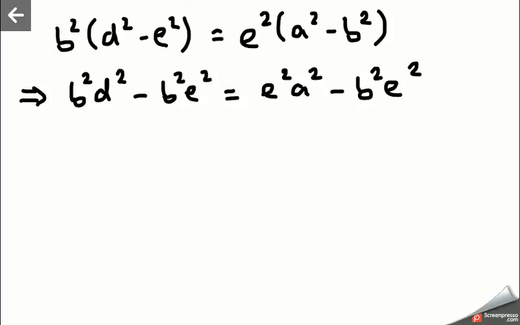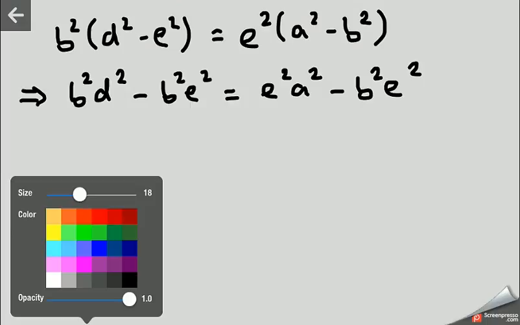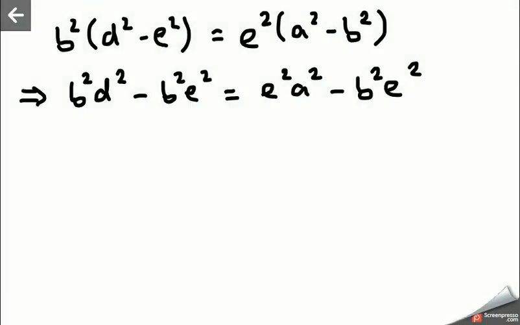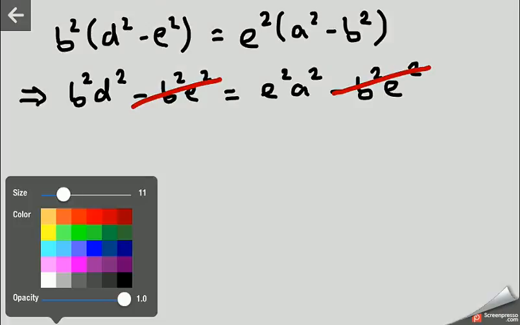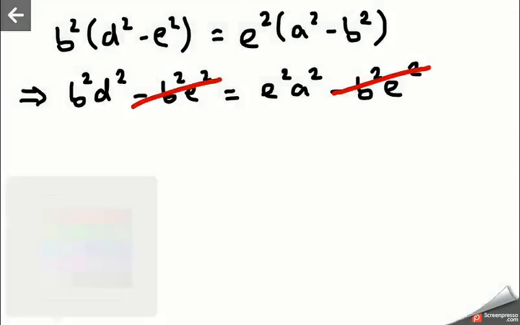Oh, look at that. Isn't that beautiful? So now we can simply add b squared e squared to both sides. And so we get b squared d squared is equal to e squared a squared. Let me use a different color here. That gives us b squared d squared equals e squared a squared.